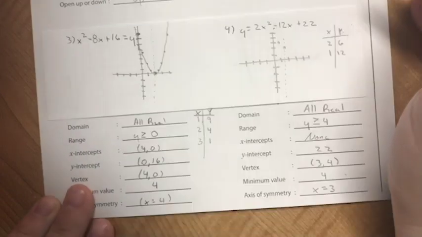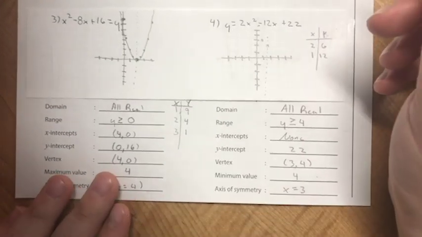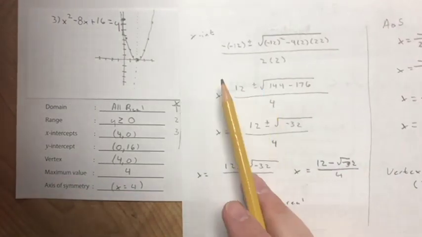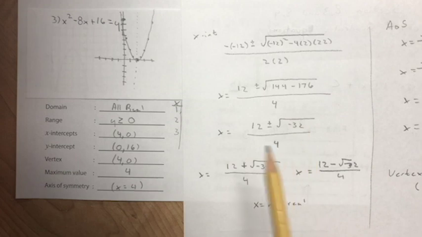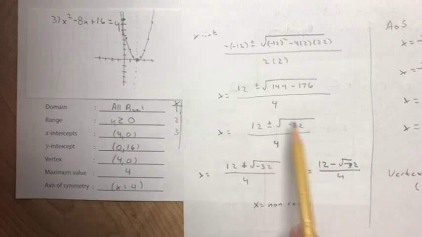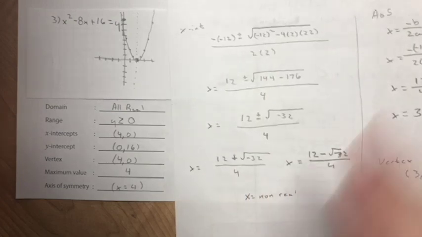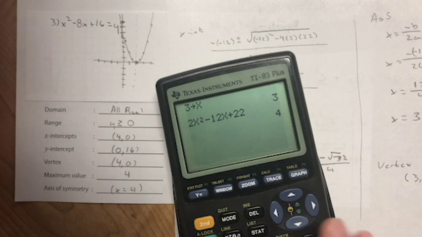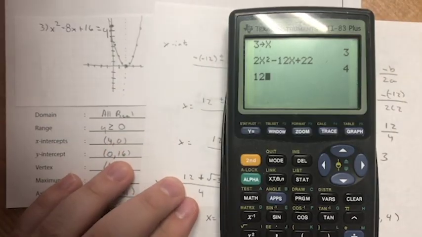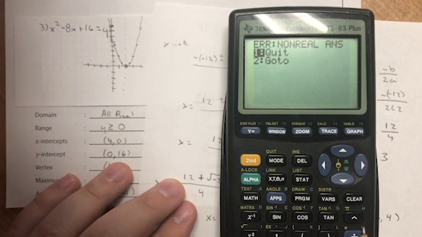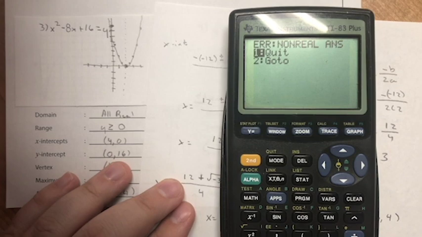All right, number 4 was very similar, except you probably came across this, and I'm going to show it to you. You started plugging everything into your quadratic formula, and everything was looking great, and you had 12 plus or minus the square root of negative 32, divided by 4. More than likely you tried to break it up, and you started plugging it in, 12 plus the square root of negative 32, and you hit enter, and it says non-real answer. And no matter how hard you try, you got this.